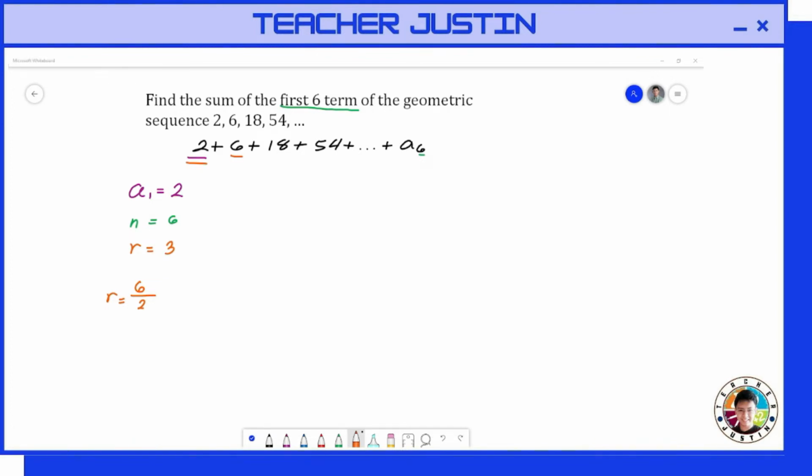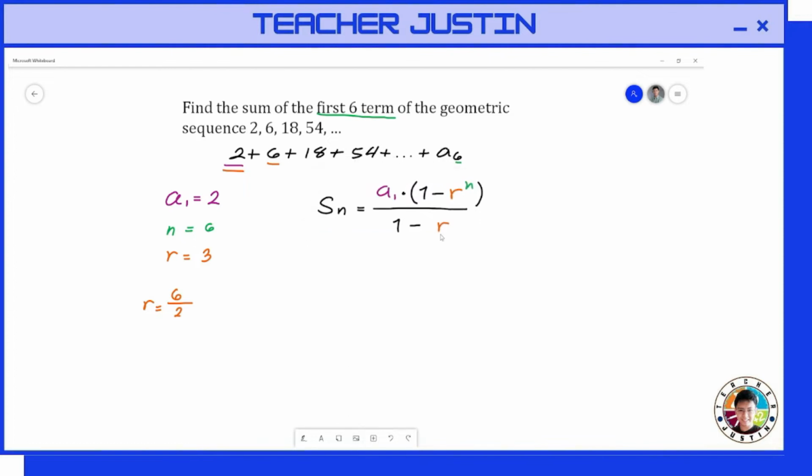And we will use the formula s sub n is equal to a sub 1 times the quantity 1 minus r raised to n all over 1 minus r. So let's substitute our given. So s sub 6 is equal to our first term, which is 2, times the quantity 1 minus 3 raised to 6 all over 1 minus 3.